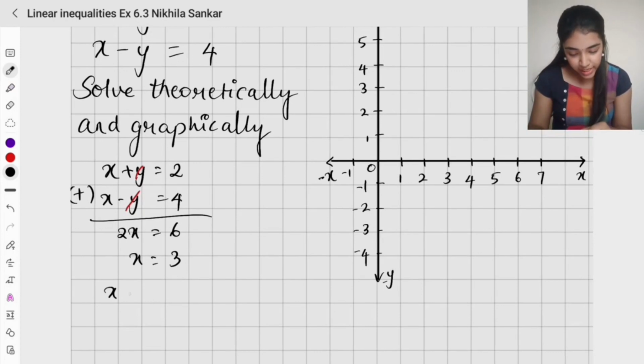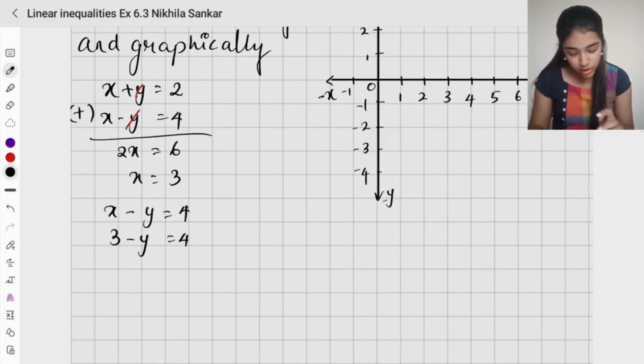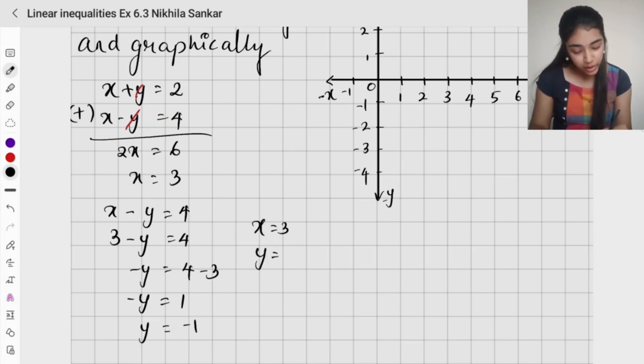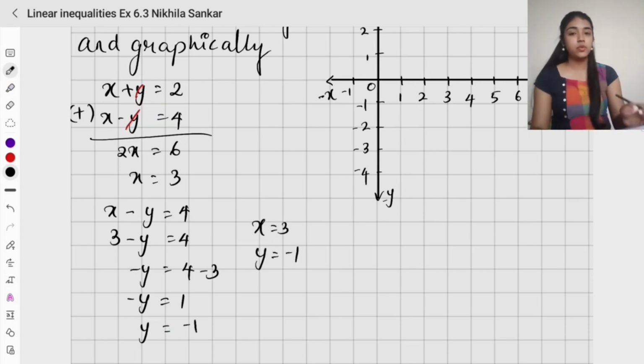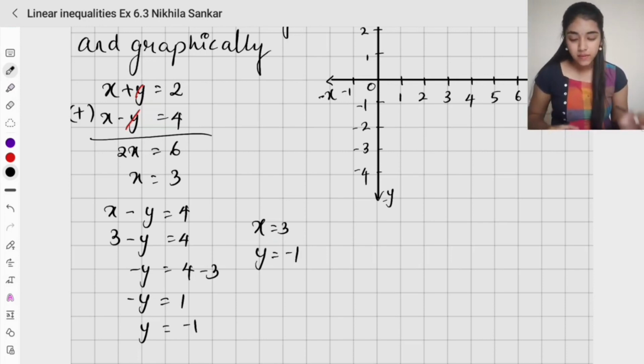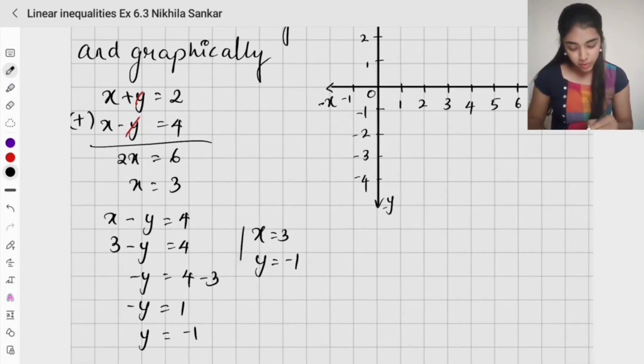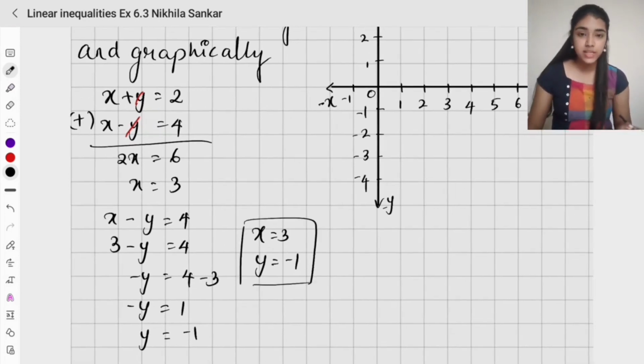அப்போ என்ன வரும்? x minus y equals 4. x ஓட value 3. So 3 minus y equals 4. So minus y equals 4 minus 3. Minus y is equal to 1. So y is equal to minus 1. So இப்போ x ஓட value என்ன? 3 and y ஓட value is minus 1. So I have found out what my common point is when it comes to two equations. So இப்போ x is equal to 3 and y is equal to minus 1க்கு நம்ம common solution கண்டுபிடிச்சாச்சு.